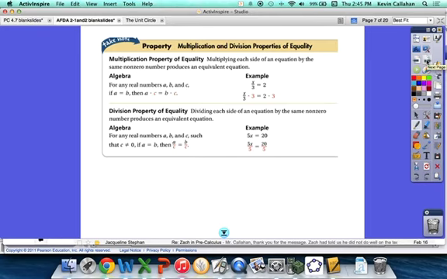We also have multiplication and division properties of equality, which again means you can multiply both sides of an equation by the same number and you still have an equivalent equation. The division property says you can divide both sides by the same number and you still have an equivalent equation.